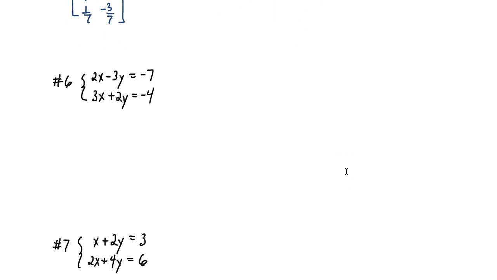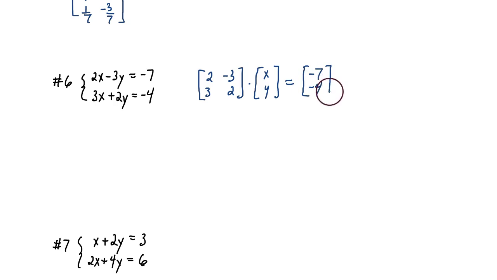Now number 6. Let's make our matrix equation. 2, negative 3, 3, 2. Now the variables, x and y. Now the constants, negative 7 and negative 4. And we'll find the inverse of this coefficients matrix. 1 over its determinant. This is 4 minus negative 9. 4 minus negative 9 is 13.